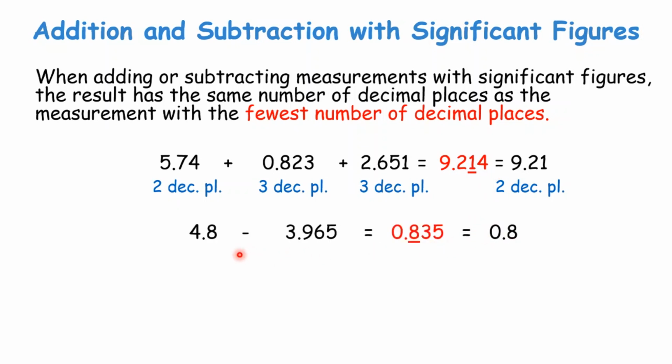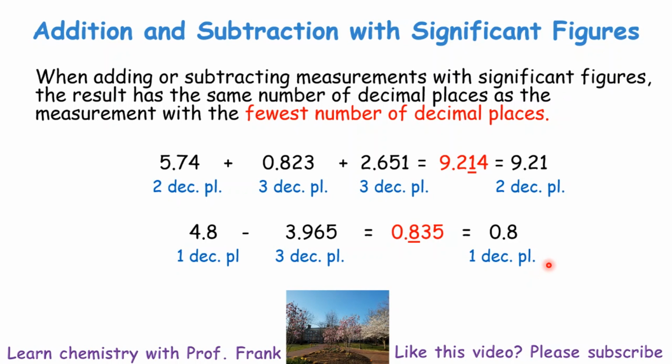Okay. This one, 4.8, that's 1 decimal place. Here, 3 decimal places. Then for the final answer, we should keep 1 decimal place. So again, 3, that's less than 5, we just drop it. So therefore, keep 1 decimal place, 0.8. That's the correct way of reporting the result when you perform mathematical operations with sig figs.